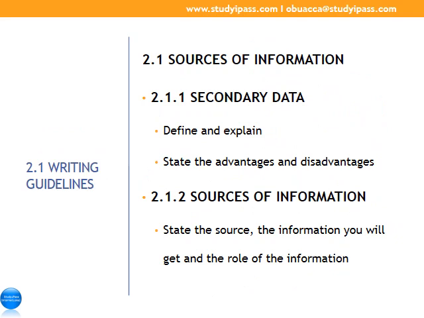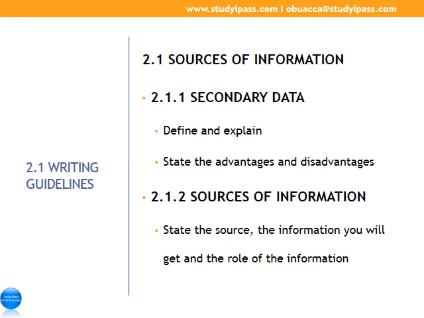Now that you know what to write under 2.1, let us look at how to write 2.1. Under 2.1, you write sources of information. Then 2.1.1, if it is secondary data, you write secondary data. You define and explain, state the advantages and disadvantages. Then you go to 2.1.2, sources of information. You state the source, the information you get, and the role of the information.